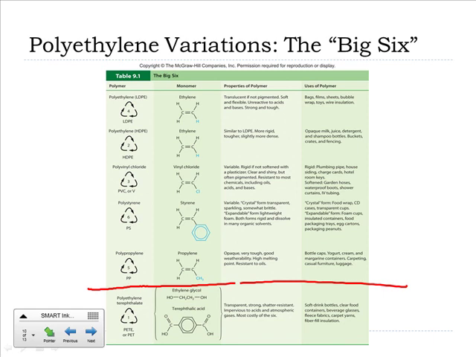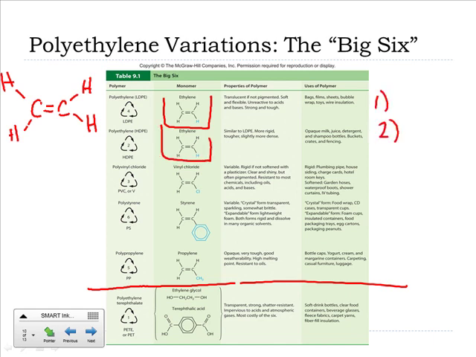Remember that polyethylene comes from ethylene, and ethylene looks like this, or like this if you prefer the smaller version in the table. That's polyethylene. And there are two versions of polyethylene, right? Those are two of our big six, the two different types of polyethylenes. Let's look at number three now. Let's look at polyvinyl chloride.